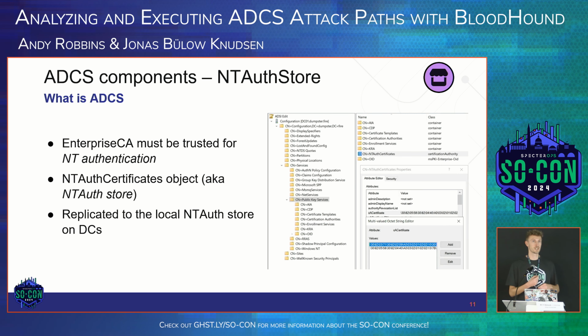Now, if you want certificates to be used for authentication within your Active Directory environment, then you have to put the enterprise CA certificates into the NT-auth store, which is an object in the ADCS environment called NT-auth certificates. It has an attribute where you can add the public key of an enterprise CA, and then the AD environment will know that this enterprise CA is supposed to issue certificates that can be used for authentication. The certificates in this list will be replicated down to the domain controllers. So when you're attempting authentication, that will be checked on the DCs.